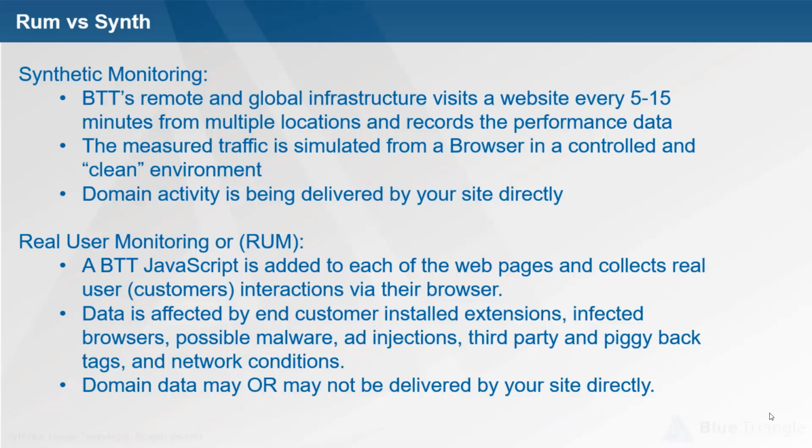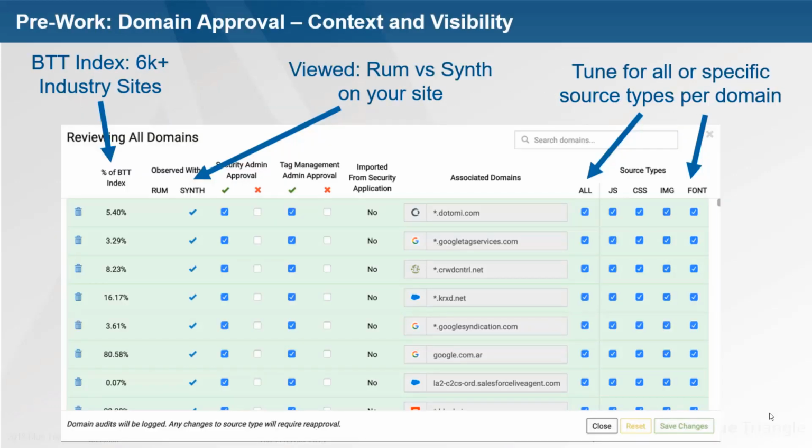That is affected by that end user's browser, what kind of extensions they have, and whether there are any infections going on in the browser, possible malware, or ad injections. There's a ton of different things that can happen, as you know, in the wild with browsers. So the data that we see from a domain perspective from RUM is slightly different from how we qualify from a synthetic standpoint. And I want to make sure that we covered that up front here.